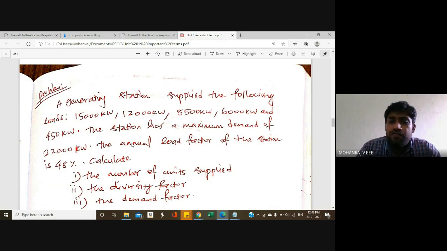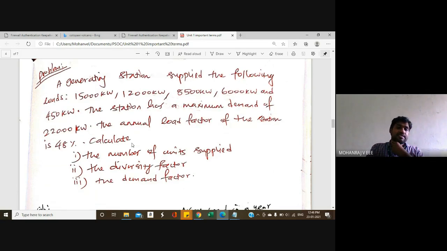The annual load factor of the station is 48%. Calculate the number of units supplied, the diversity factor, and the demand factor. So these are the parameters which we have to find out.